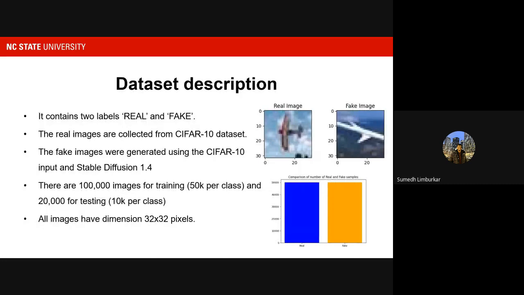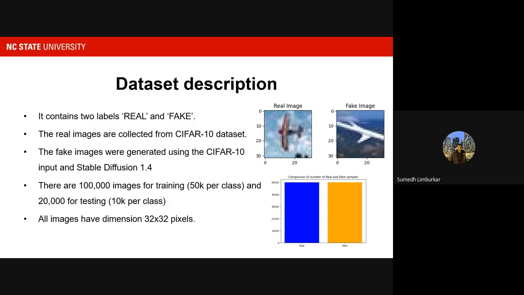So our dataset consists of two labels, real and fake. The real images are sourced from the CIFAR-10 dataset, which is a widely used dataset which is also a benchmark for image classification tasks. On the other hand, the fake images are generated using a combination of CIFAR-10 input and Stable Diffusion 1.4, a technique for generating high quality images.